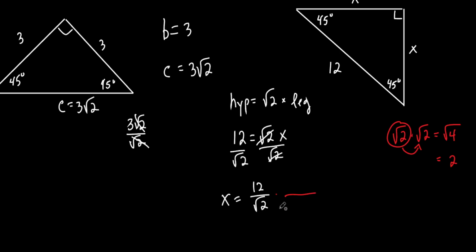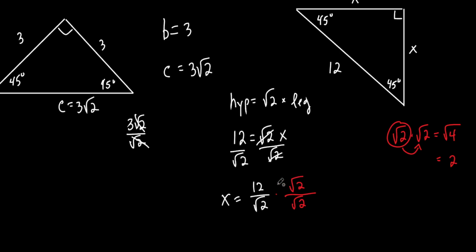How do I get rid of that square root of 2? I multiply it by a square root of 2. But I got to do something to the top as well. I also have to multiply the top by the square root of 2, because I can't just, out of the blue, multiply a number by the square root of 2. But I can do this.